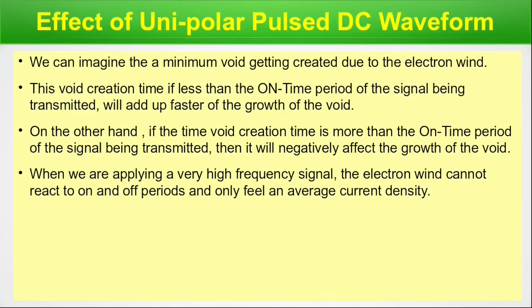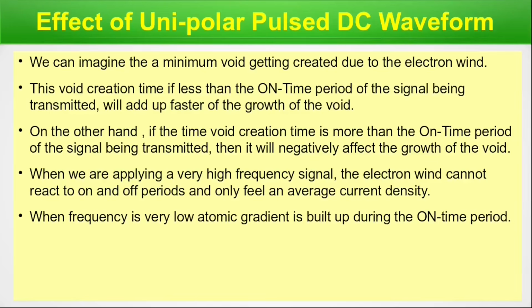So by the last two points, you understand that a particular electron wind can contribute to a void if void creation time is less than the on period. On the other hand, if the void creation time is much larger than the on time, then the rate of void creation will be reduced, and hence such a waveform, if it has a high frequency, this means the change is very fast, then the electron wind going through the on and off period feels only the average current density.